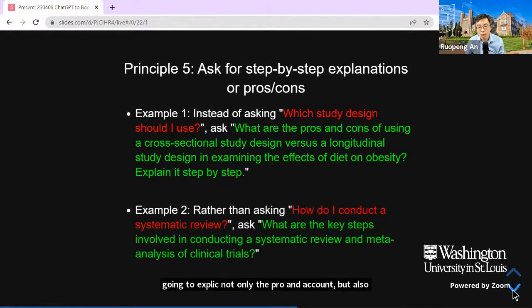So instead of asking, how do I conduct a systematic review, which is too broad and not specific, you can ask ChatGPT to provide you the key steps involved in conducting a systematic review and meta-analysis of clinical trials. So it's going to give you probably a list or bullet point like step-by-step instruction about all the key procedures in conducting a systematic review.